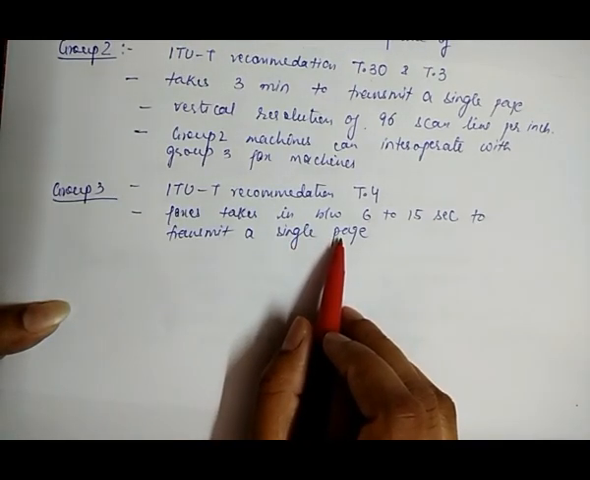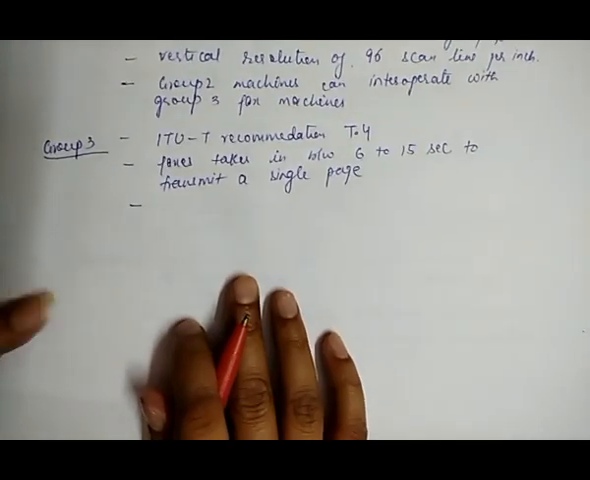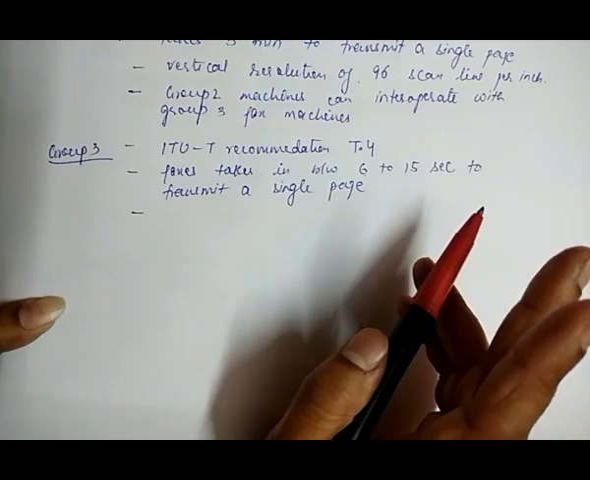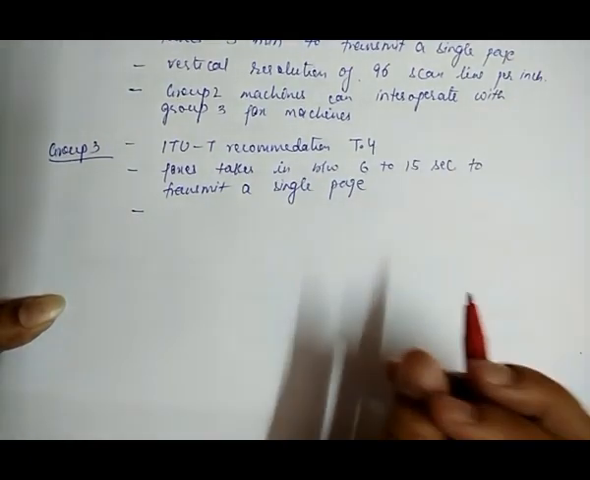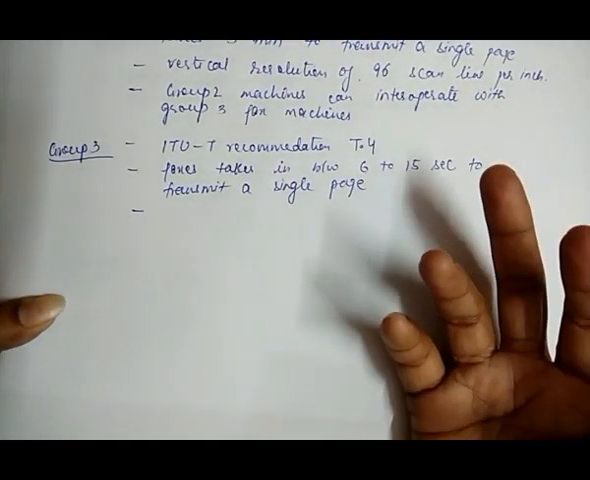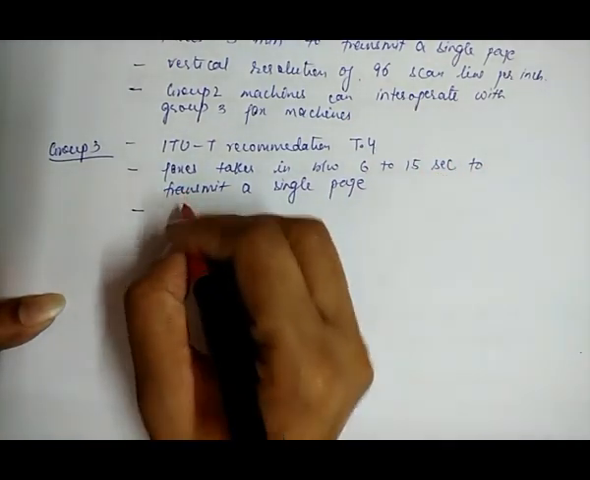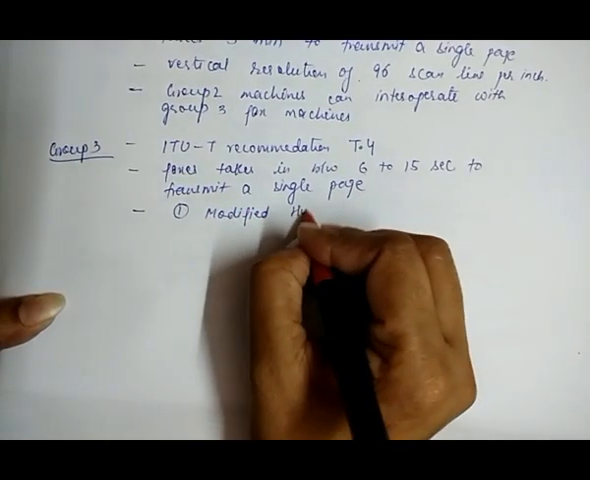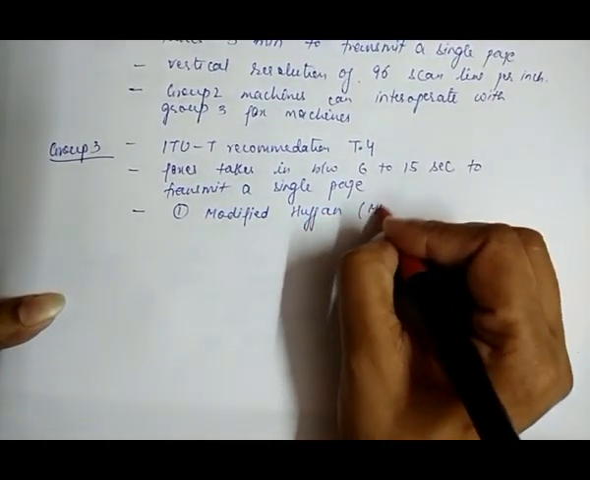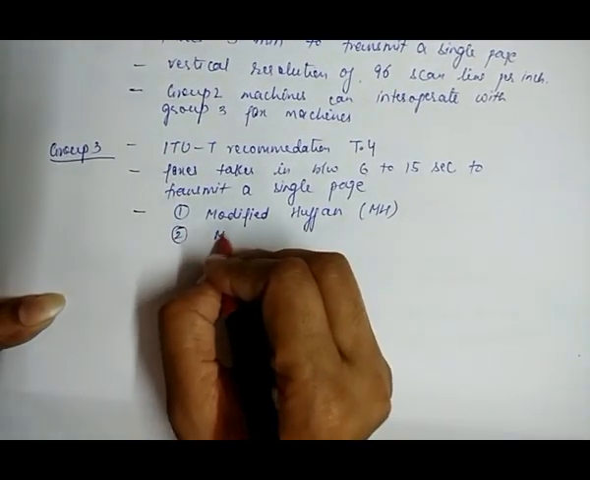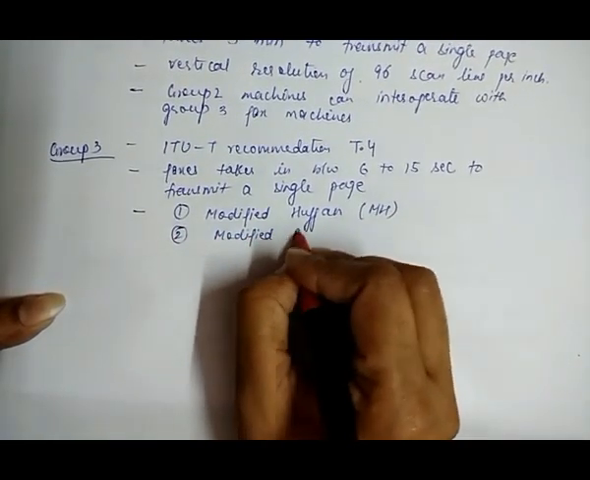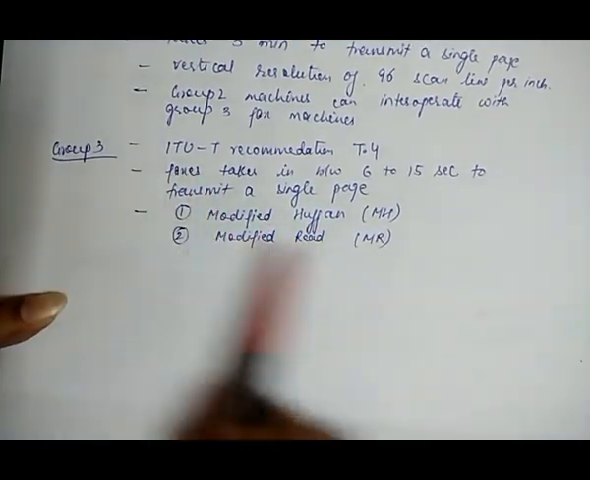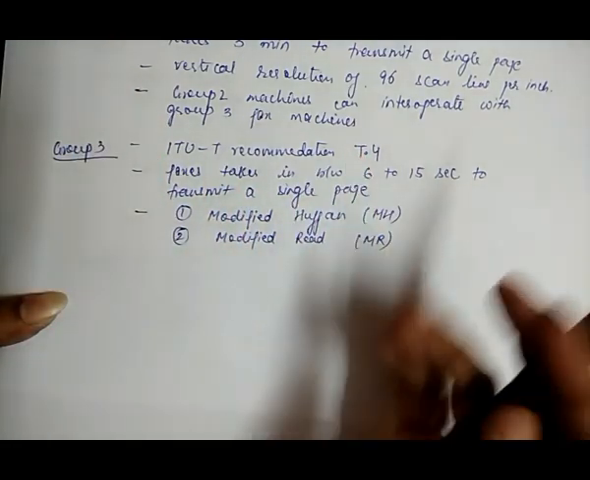Okay. So group 3 takes between 6 to 15 seconds to transmit a single page. And the important part in group 3 is that this T.4 recommendation specifies two compression methods which decrease the amount of data that needs to be transmitted between the fax machines to transfer the image. So these two methods are, first, modified Huffman, which we call MH, and the second compression method is modified READ, which we call MR.